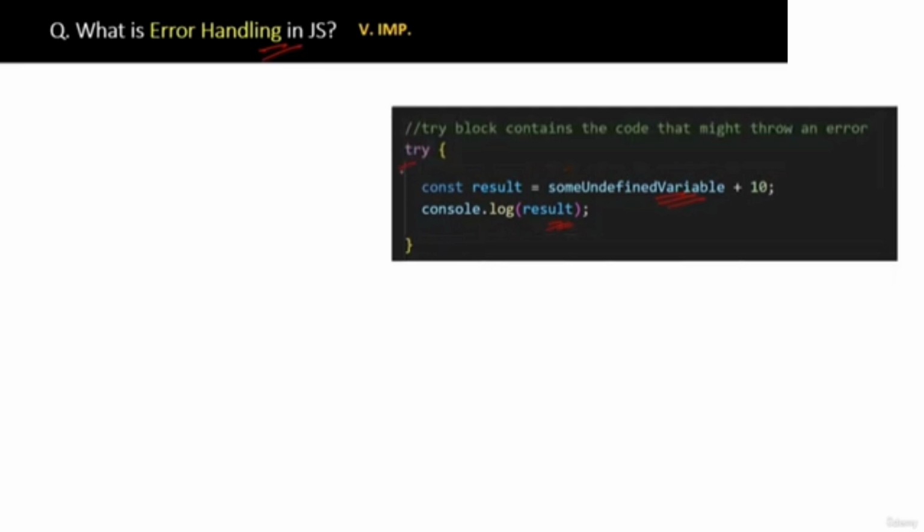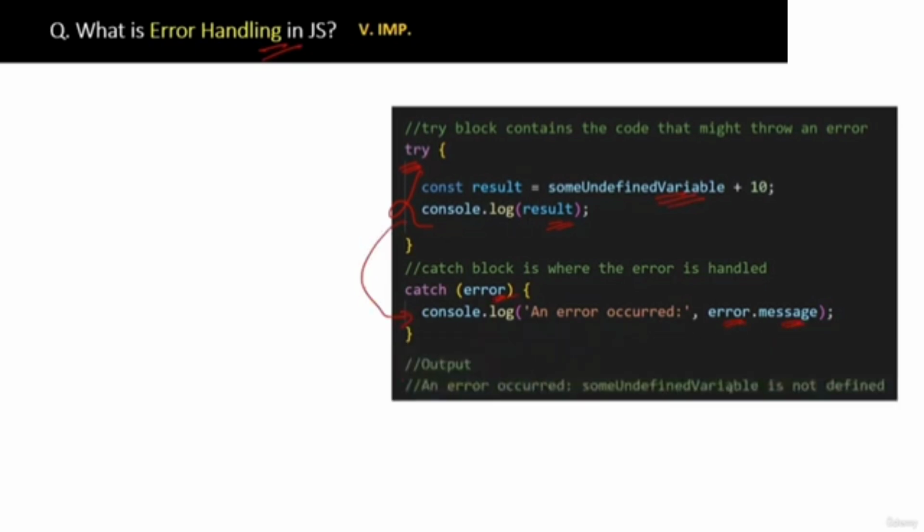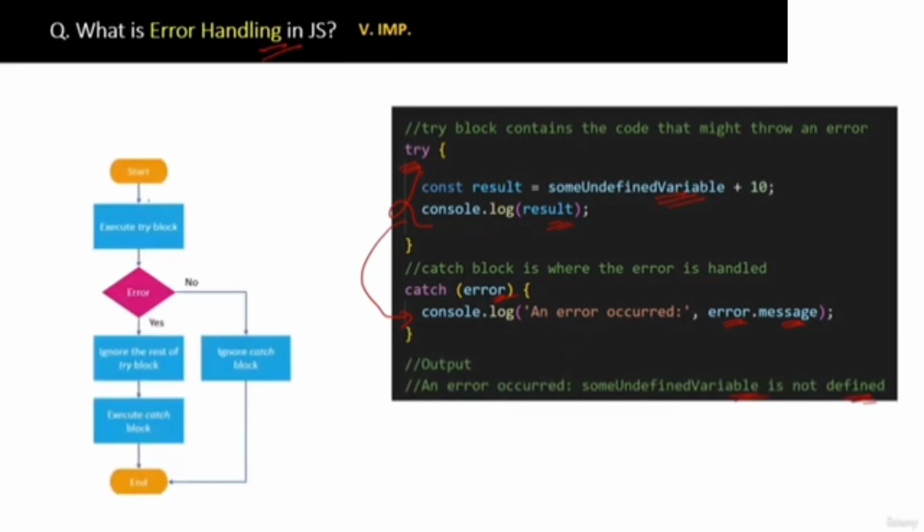First, we use the try block. If any error occurs inside this try block, then that error will be caught and passed to the catch block. And here you can log or handle the error. In this case, the output will be something like this. Here is the flow of error handling. It will start by executing the try block. If any error occurs, then it will ignore the rest of the try block and execute the catch block. And if no error occurs, then it will ignore the catch block. Simple. So what is error handling? Error handling is the process of managing errors. Now you will remember this like a story.